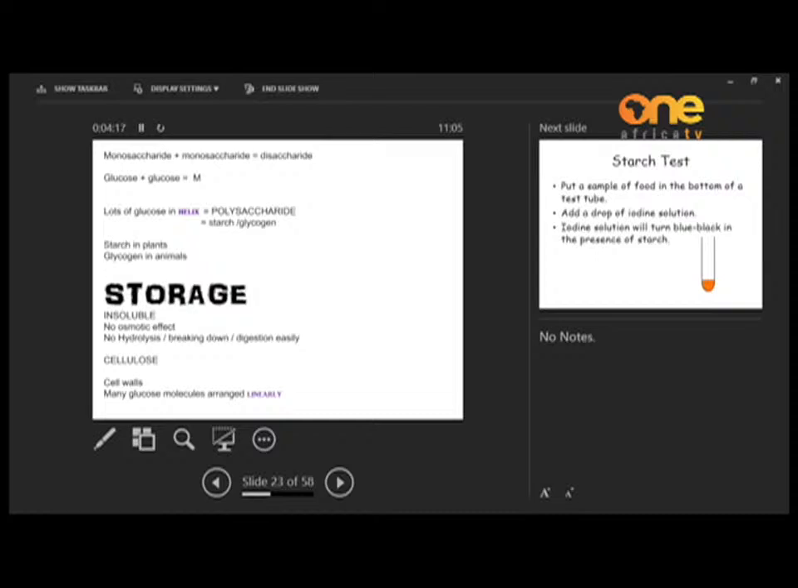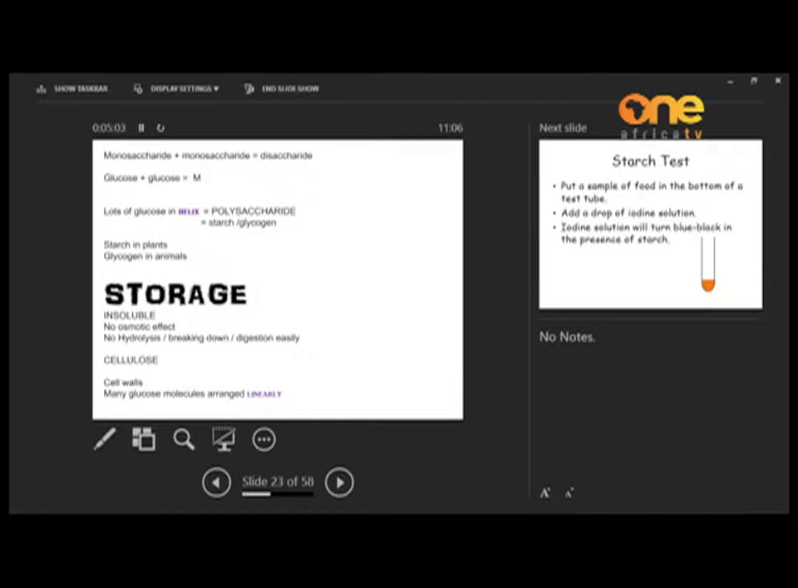But if I have a polysaccharide, it will not dissolve, it will have no osmotic effect, and therefore it's good storage material. Okay, it is a large molecule. It will take a long time to digest. That is something I want you to remember. That is the reason why polysaccharides are good for storage of energy.